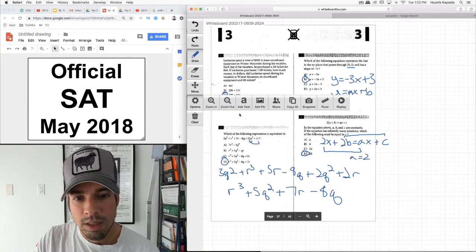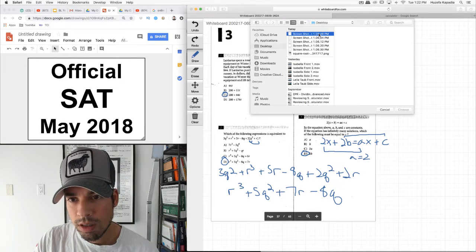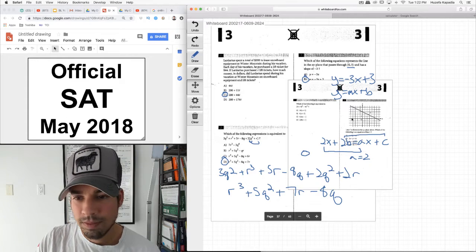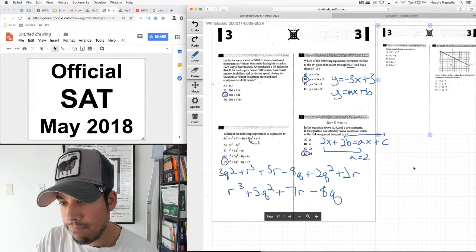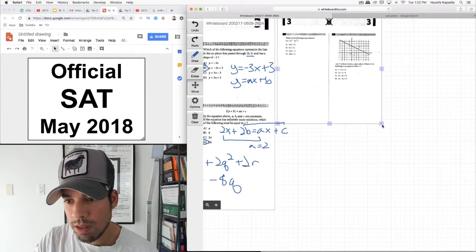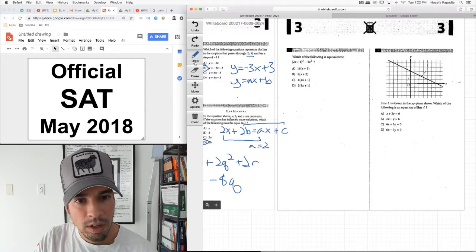Next, let's move on to the next page. We will do this like this. I think it's this one. Question 5. Yeah. Hopefully we can expand this. Yes. All right, this is working.